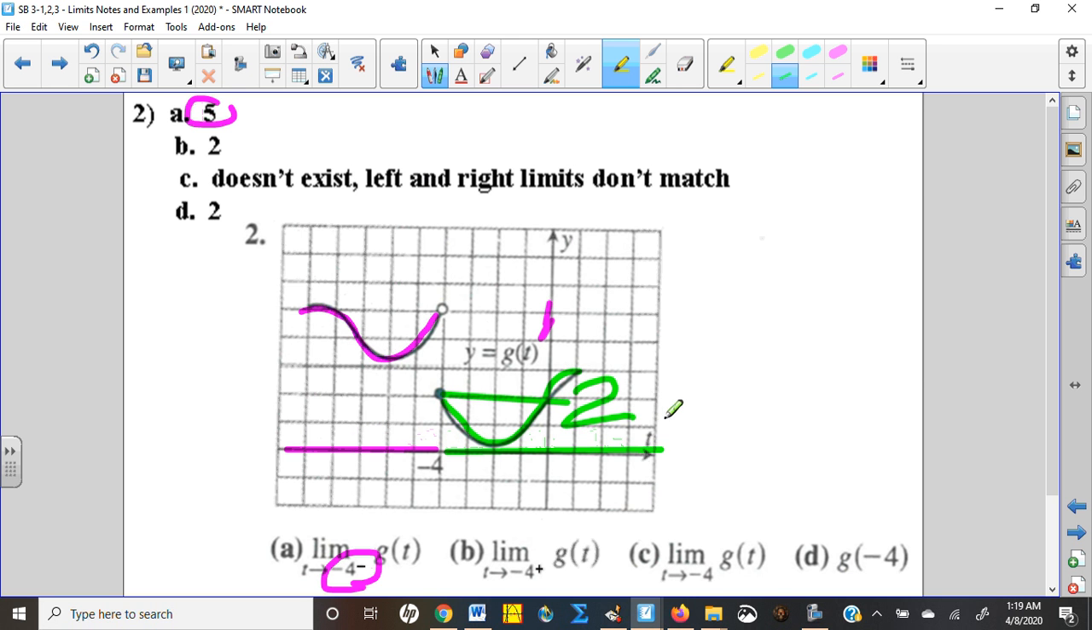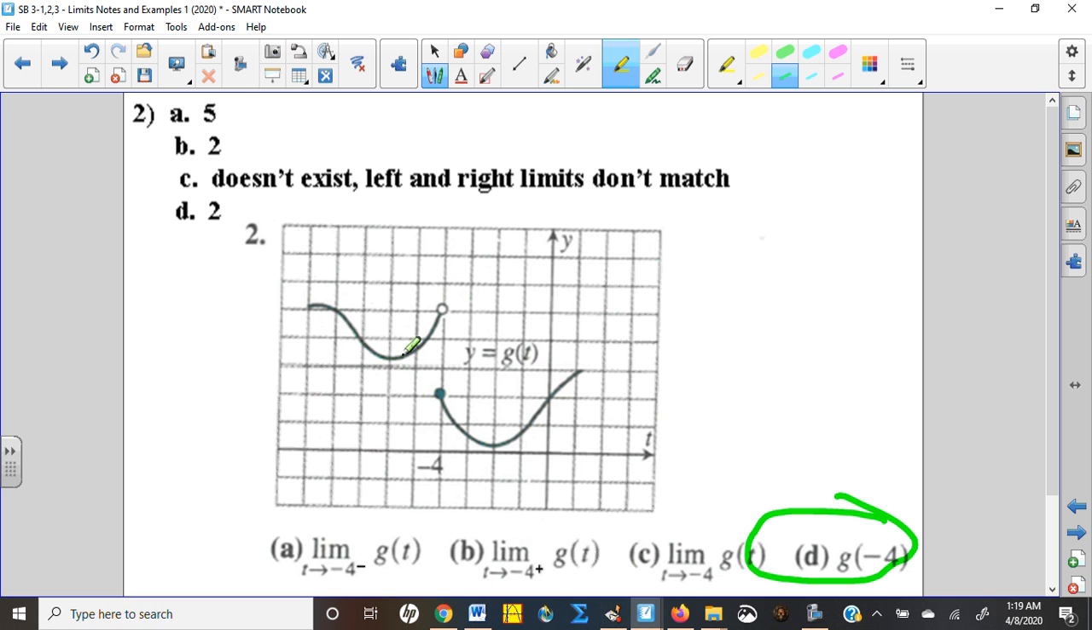Well, 5 is not equal to 2. And so that's why for part C, the limit does not exist. D and E, that's really all you need to say: does not exist. What is the function's value at negative 4? Well, according to this graph, the closed dot is at a height of 2. So the right limit agrees with the function's value, but because of the jump discontinuity, the limit doesn't exist.